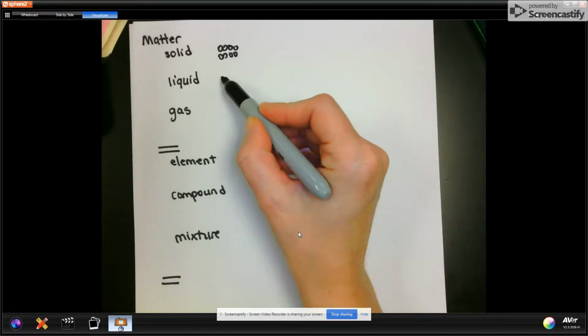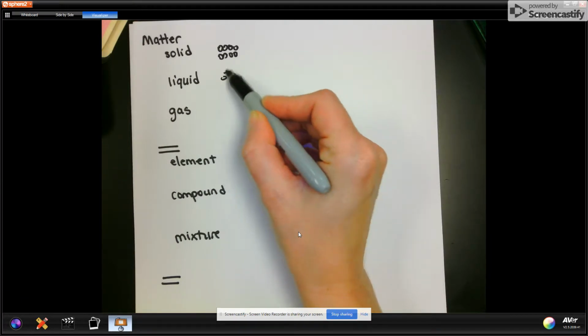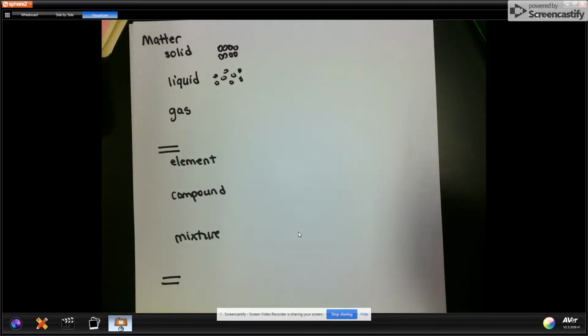For a liquid, the molecules are a little bit further apart. They move a little bit more by flowing past one another. You cannot compress it. The volume would not change, but the shape would change. And it has a little bit more energy than a solid, but not as much as a gas.